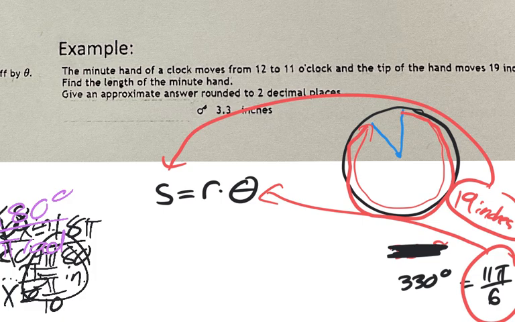So now you have to solve the thing. Solve for R. 19 equals R times 11 pi over 6, which means I'm going to divide by 11 pi over 6.